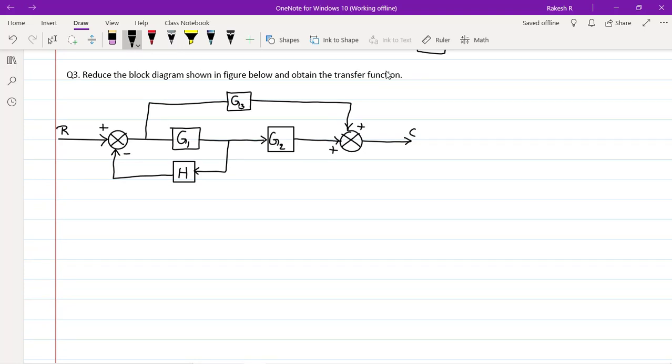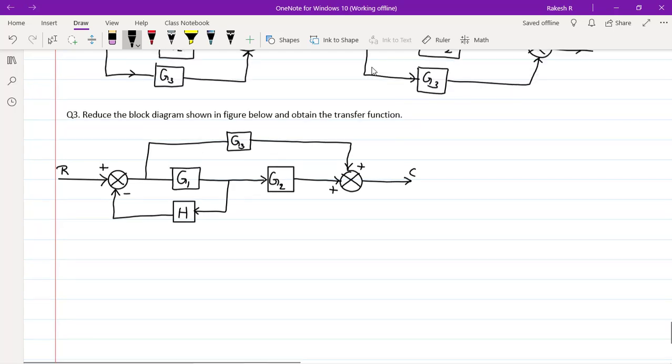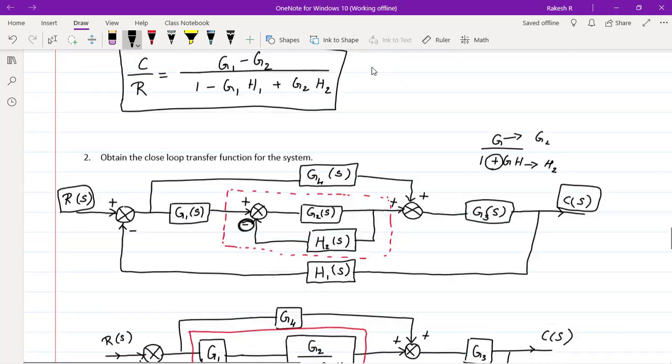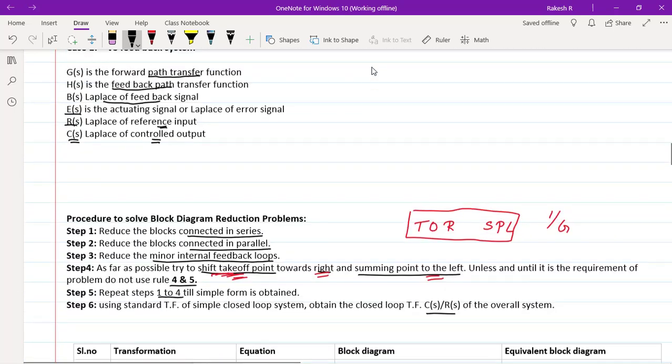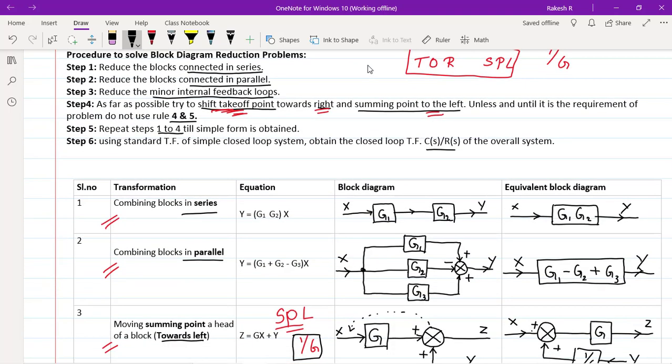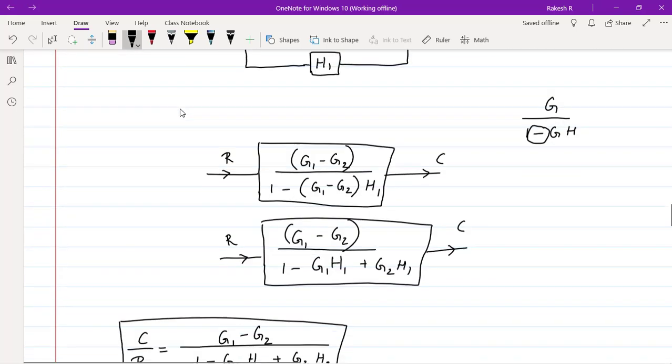Here what he has asked is to reduce the block diagram shown in the figure below and obtain the transfer function. Before going to this, again we shall see the rules or the steps to be followed for block diagram reduction. Step 1 is to reduce the blocks which are connected in series. Second step is to reduce the blocks which are connected in parallel. Third step is to reduce the minor internal feedback loop.